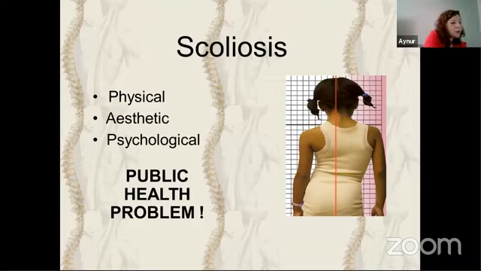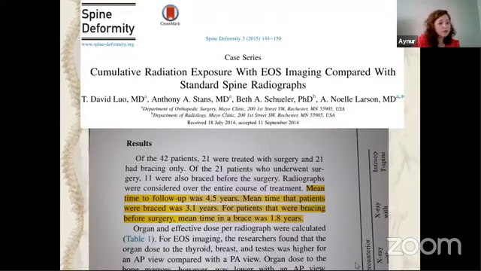At the end, what we see as a result of these vicious circles is that scoliosis becomes a physical, aesthetic, and psychological public health problem. You can see that scoliosis is a real problem. In the result of this study, you can see that the mean time of follow up is 4.5 years. When a patient comes to your clinic, the mean time of follow up is 4.5 years.